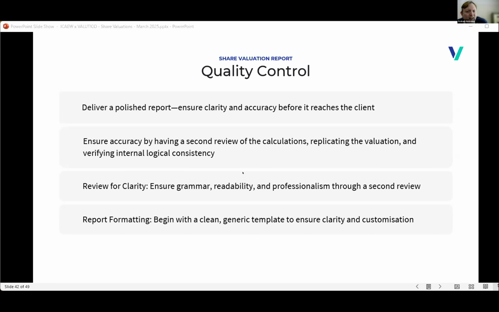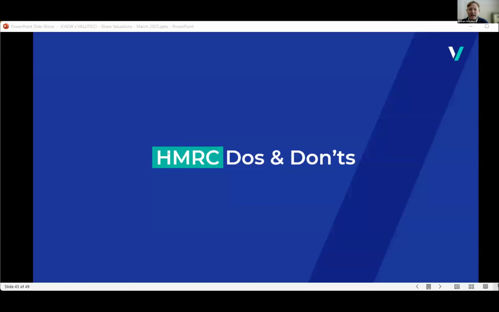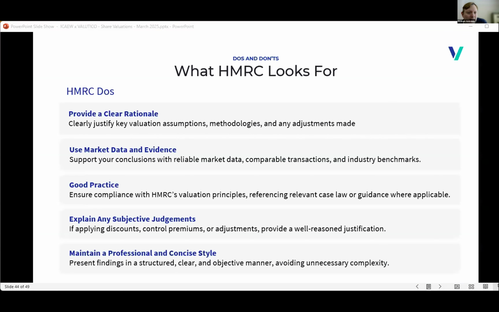For HMRC, a well-prepared report isn't just about valuation. It has to be clear, it's got to be defensible, and it really has to set out the underlying story attaching to the subject company. And so what do HMRC look for? What are some do's and don'ts when dealing with HMRC? And I think it's fair to make these points then. So HMRC focuses on clear reasoning.